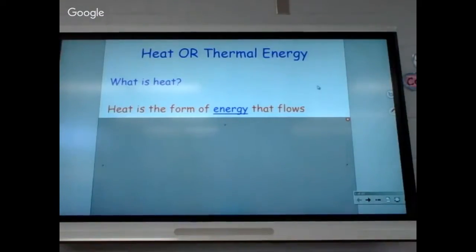Dig into something y'all learned in another science class. Does energy have a mass? No. Does it take up space? No. It's not matter. Okay? We can't find the mass of energy. We can't find the volume of energy. We can't touch it. So it's not matter.